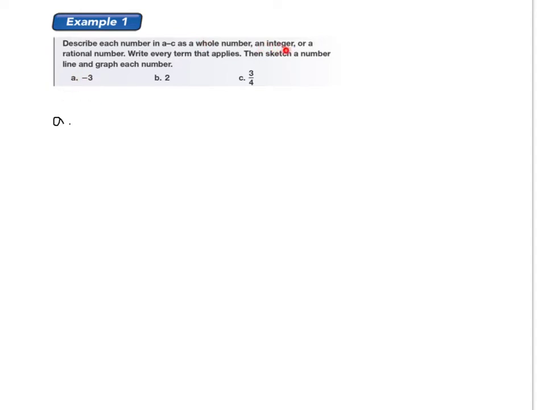But it is an integer, so it is an integer, okay? And it is a rational number, because rational numbers, again, are almost everything. They are positives and negatives. They are fractions and decimals that do repeat, and decimals that stop. But again, whole numbers are examples of rational numbers as well. So negative 3 is an integer, and is also rational.